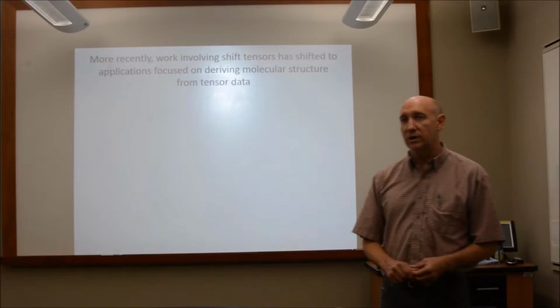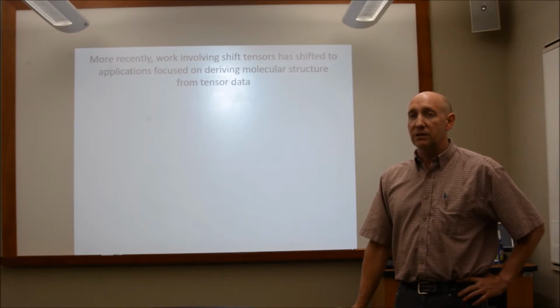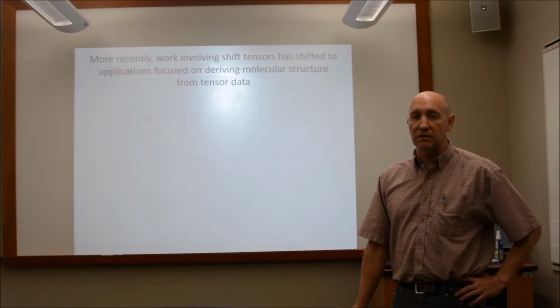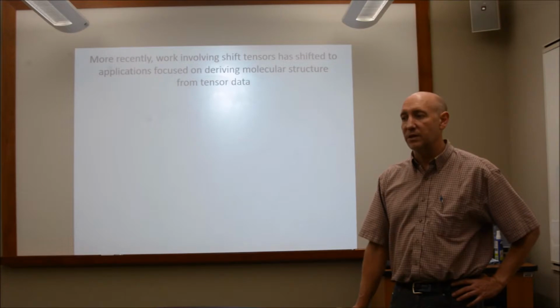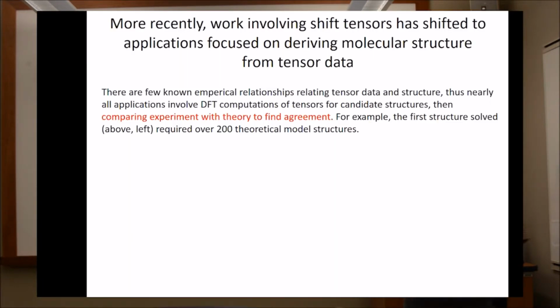Recently, work has shifted away from doing methodology development to applications. Can we get structure, including crystal structure, from shift tensors? The problem with this is when we do a measurement, we actually get a lot of tensor values, and we don't know what it means in terms of structure, so we have to find a way to correlate the two.